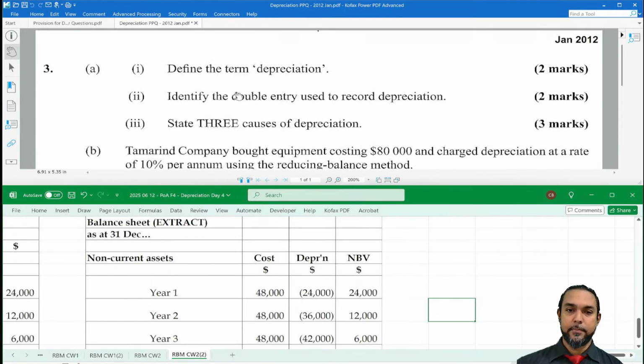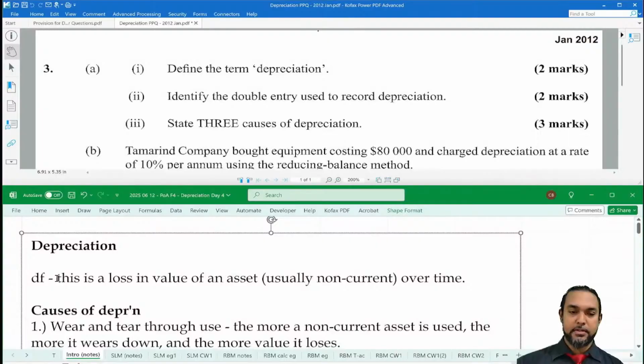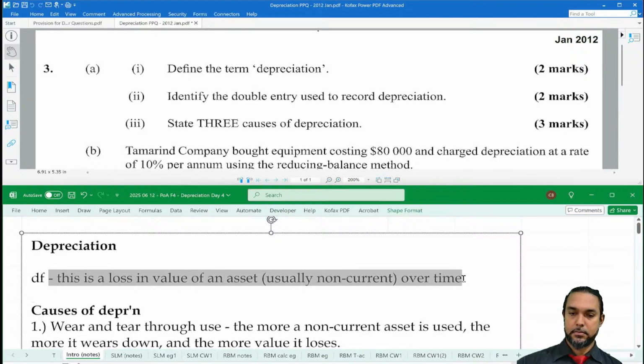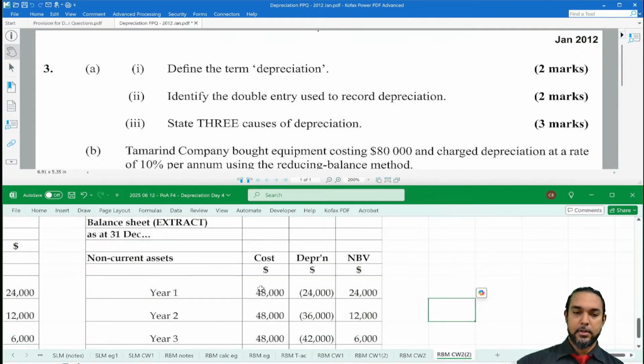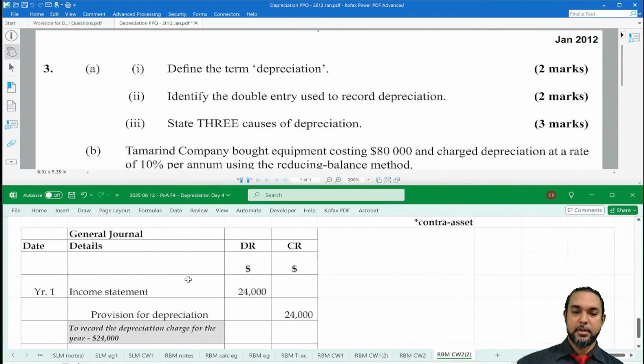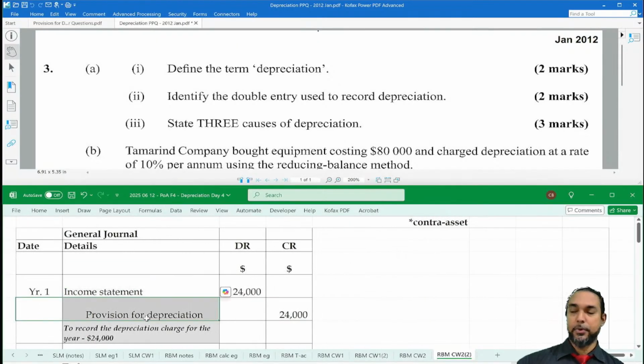Yeah, up on top here. Right, so the term depreciation, we could even check back in the notes. This is a loss in value of an asset over time. The double entry used to record depreciation we saw in the journal entry. The journal entry was debit income statement and credit provision, or as your teacher has it, debit depreciation expense and credit provision for depreciation, which is also acceptable.